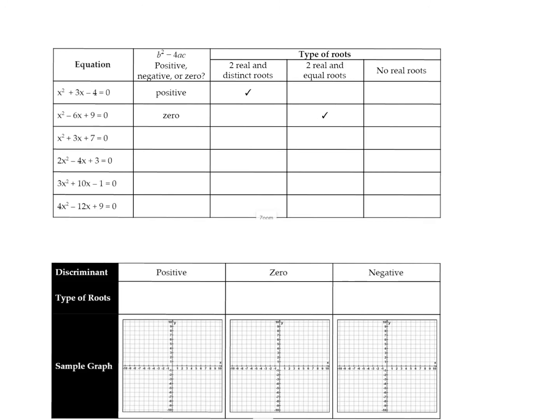So let's have a look at a couple of examples. Let's say we had the function x squared plus 3x minus 4. So all we're determining is b squared minus 4ac. With that first one, b is 3, a is 1, and c is negative 4. So that works out to be 9 plus 16, which is 25. So it is a positive value.